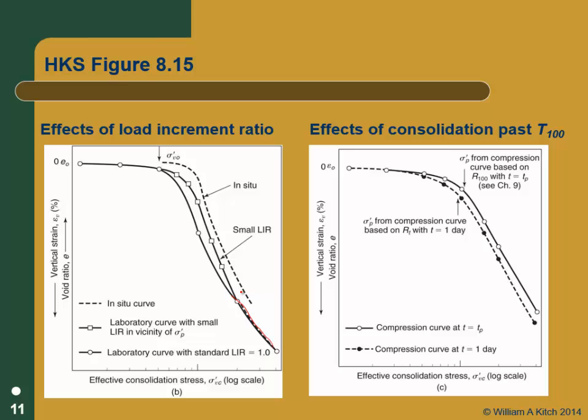And then this is a good example of the difference between using the 24-hour and the end of primary consolidation. Notice that your stress strain curve is kind of softening, and where you're going to compute sigma prime C, first of all, it's going to be harder to define because you won't have as distinct a curve, and secondly, you're going to get a softer soil. You'll calculate more settlement than you would get from the primary consolidation curve.